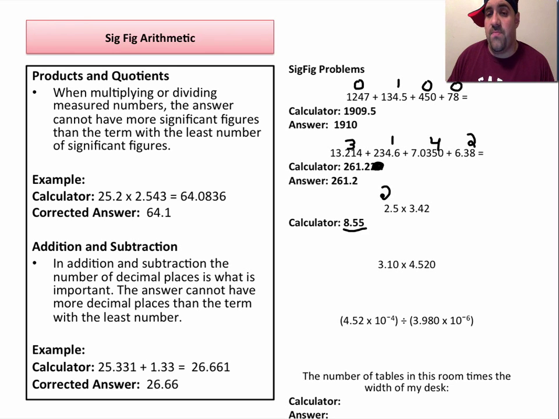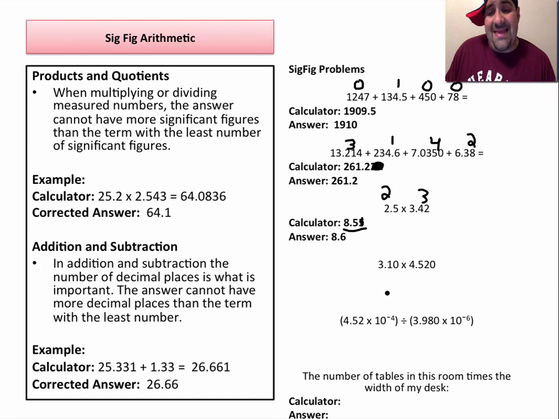This one has 2, and this has 3 significant digits. Well, your answer cannot have more sig figs than the term with the least number, so my answer can only have 2 significant digits, which means I need to round that to 8.6. We got to get rid of this one, but we have to round the 5 up to 8.6, so we have to remember our rounding rules when we're dealing with sig figs.